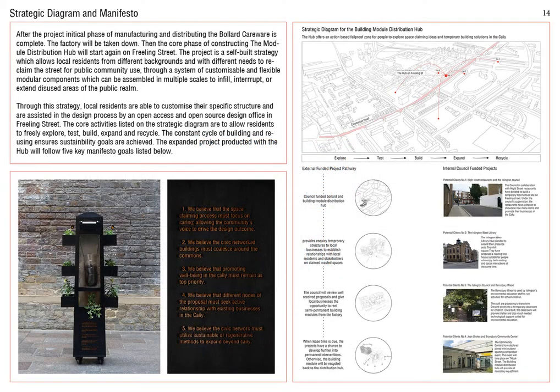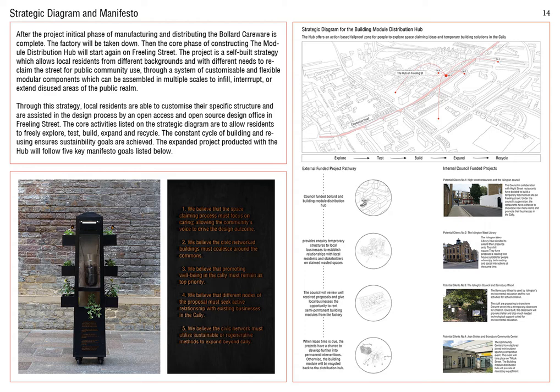The full-scale project is a self-built strategy which allows local residents from different backgrounds and with different needs to reclaim the street for public community use through a system of customizable and flexible modular components which can be assembled in multiple scales to infill, interrupt, or extend disused areas of the public realm. Through this strategy, local residents are able to customize their specific structure and are assisted in the design process by an open access and open source design office in Freeling Street.